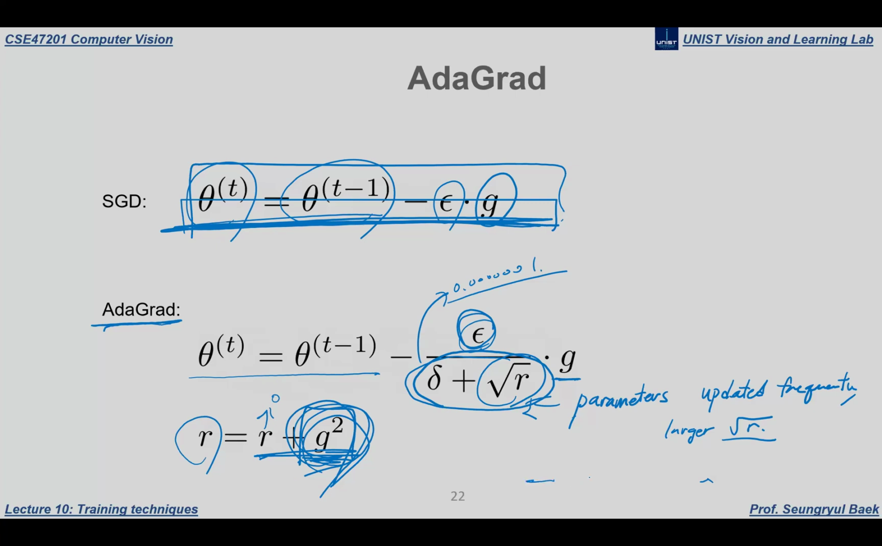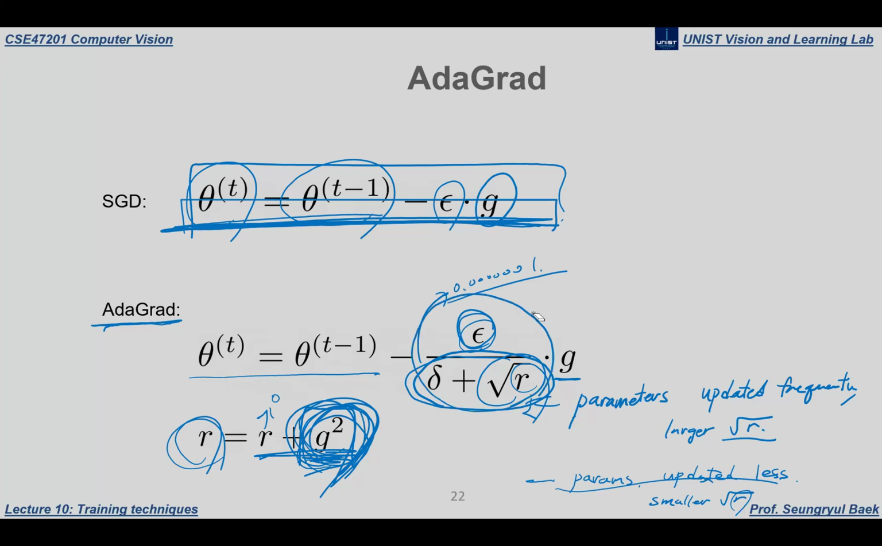But parameters which are not updated frequently, updated less, will have a smaller root R. R is accumulating the gradient for that specific parameter, okay? So if some parameters are not updated frequently, their gradients were very small. Their accumulated gradient is small, and therefore their R value will be small.